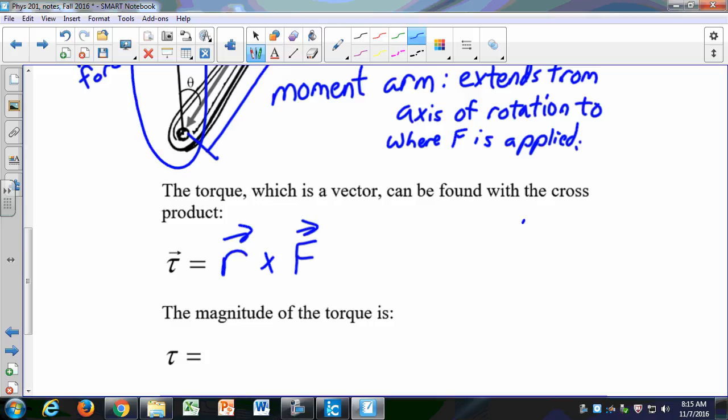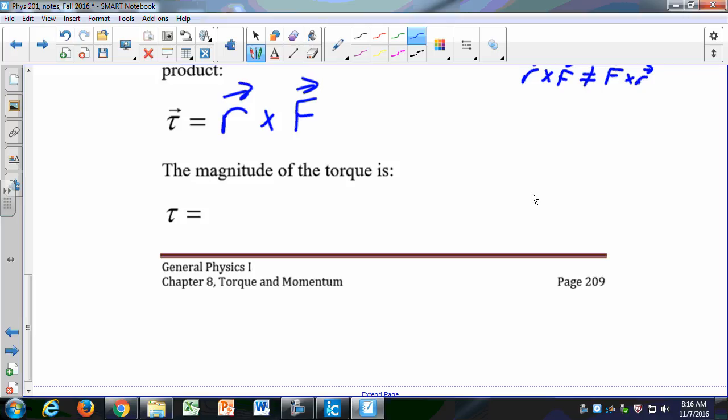Note again that R cross F is not the same as F cross R. We saw that with cross products, that those two are not equal. In fact, they're the opposite of one another. So whenever you're doing your cross product for torques, make sure that you get the R and the F in the right position. And then the magnitude of the torque is equal to RF sine theta. These are just properties of our cross product, but they come into play here.